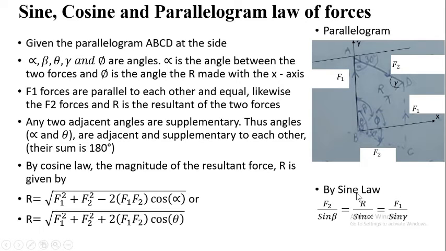Now, by sine rule or sine law, F2 over sine beta should be equal to R over sine alpha. And then that should also be equal to F1 over sine gamma. That's by sine rule.